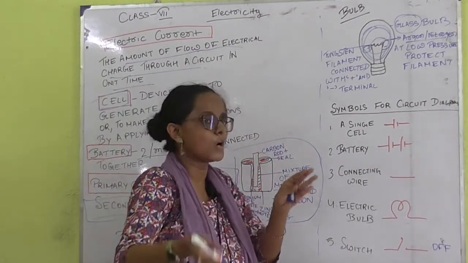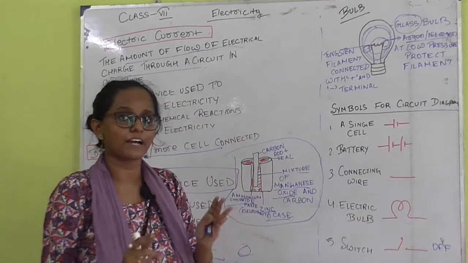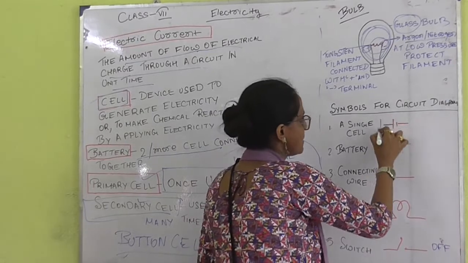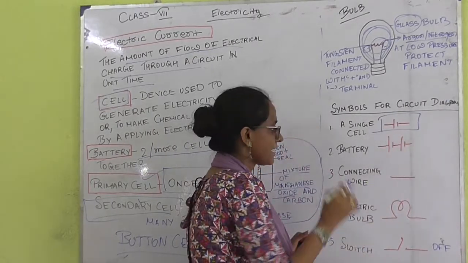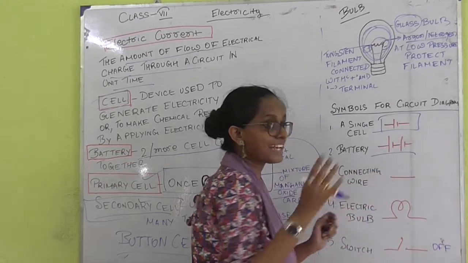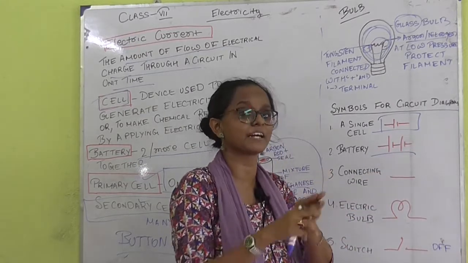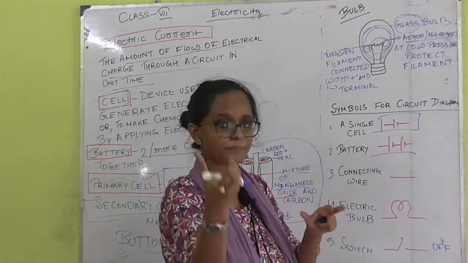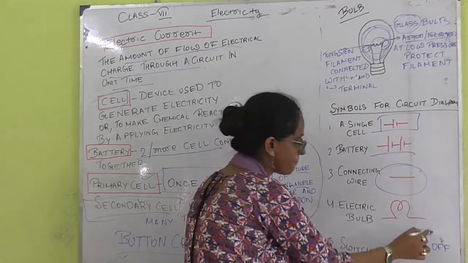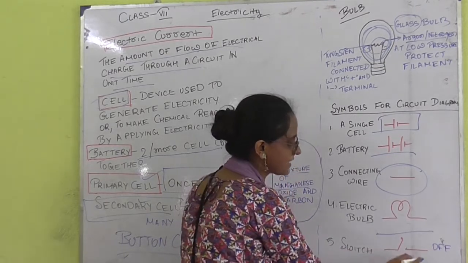Now, in order to make a circuit diagram, we need to know some of the symbols. What are those symbols? First, the cell. Next is the battery. This is the double version of the cell, as we know that two cells are connected with each other to make the battery. Next is the connecting wire. Another one is the bulb, and the last one is the switch.